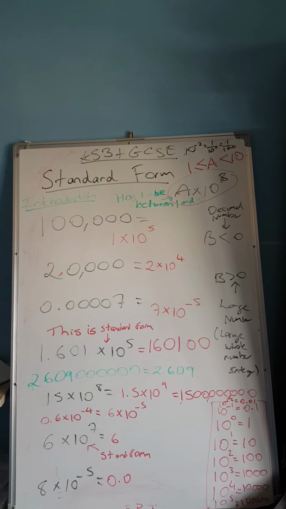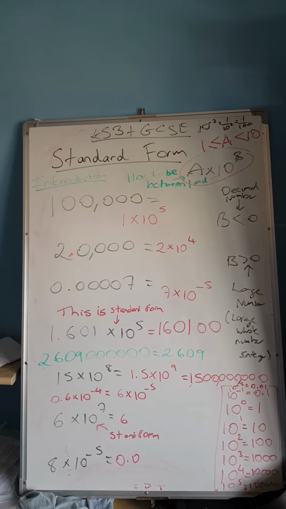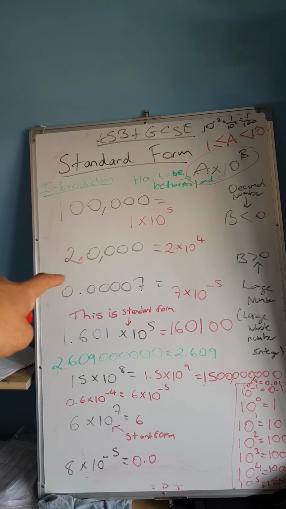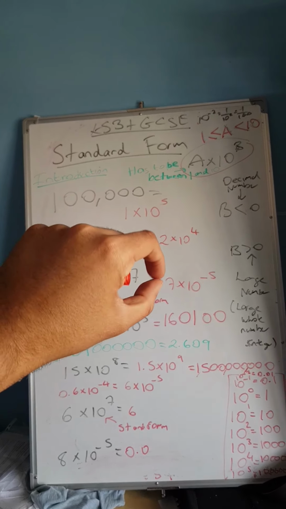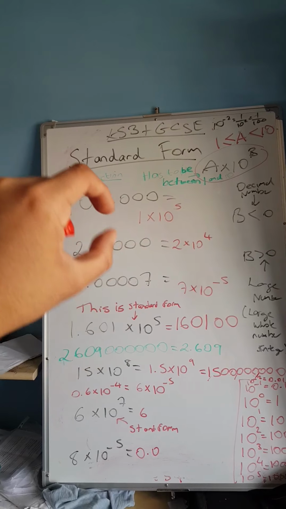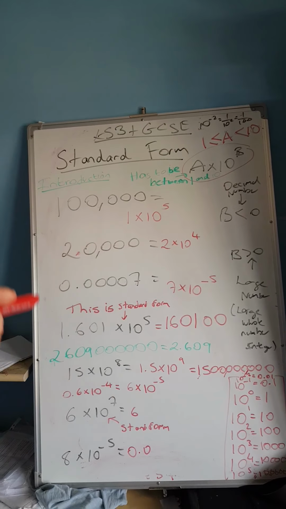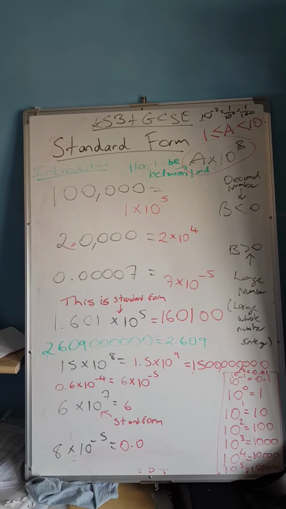Right guys, the next example is 20,000. What I've done here is put a little dot, because that's where a has to be. If it helps you, write a little dot to show where the value has to be between 1 and 10. So here it has to be 2. So it's 2 times 10 to the power of 4, because it's got 4 zeros, so it's power of 4.